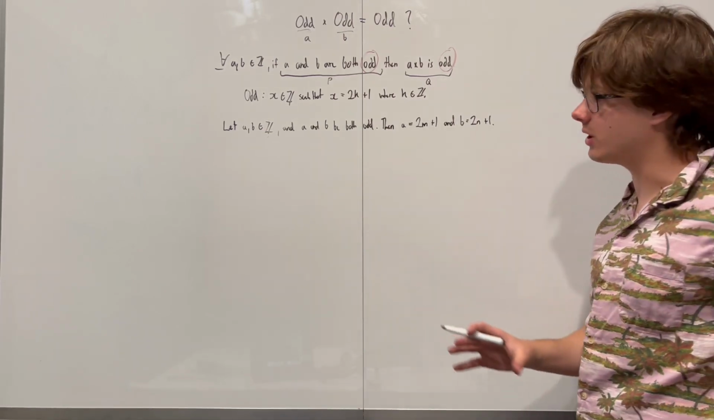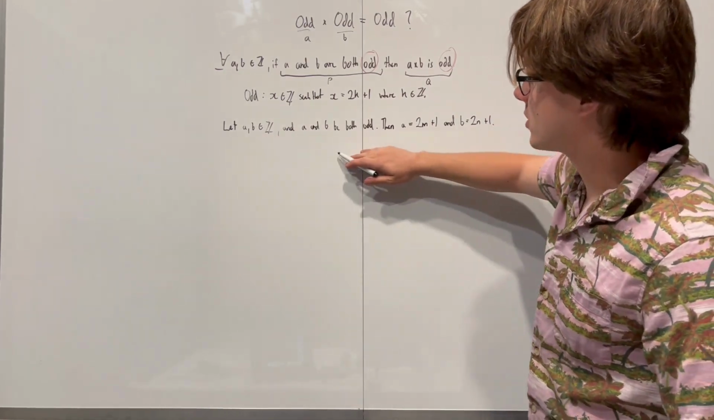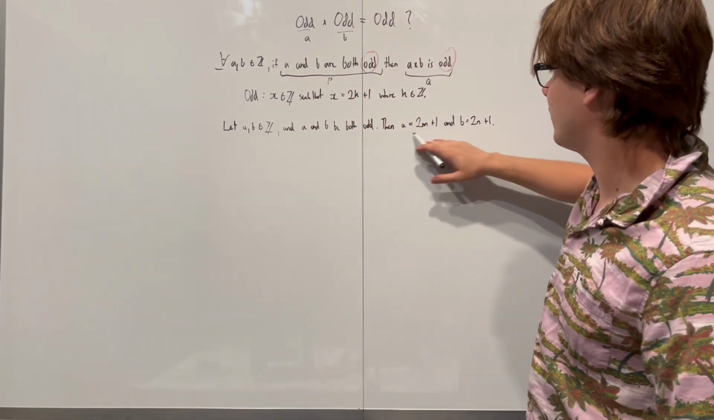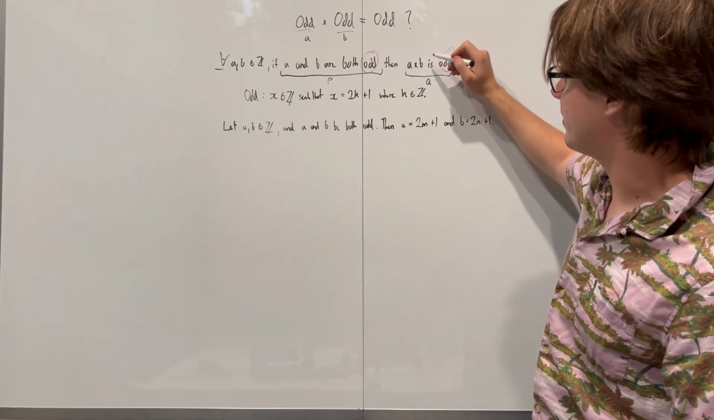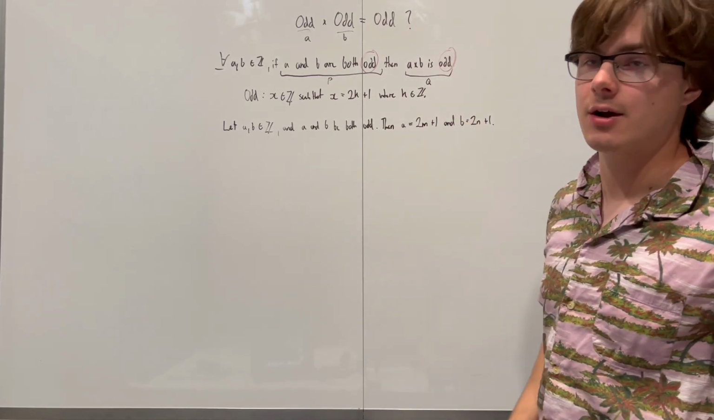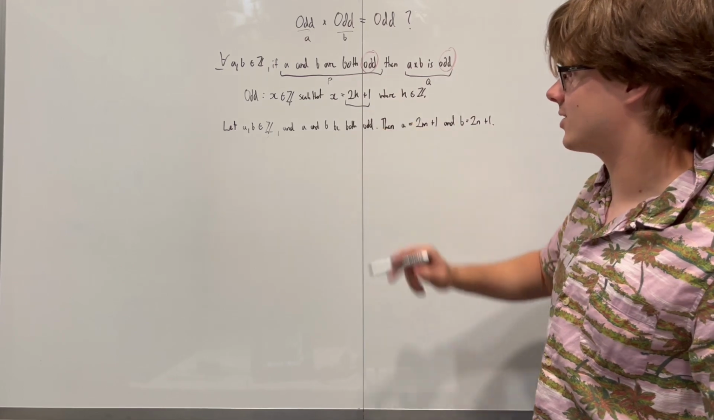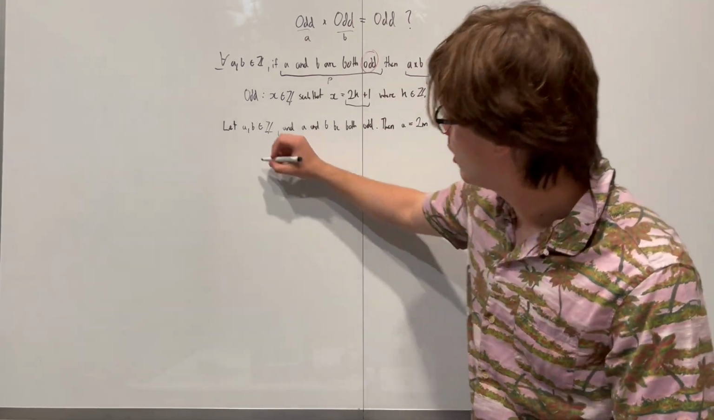Okay, anyways, moving on. We've supposed our P is true, and we've more rigorously defined what we mean by when they're both odd. Now let's show that when we multiply these two together, we're going to get an odd number, something in the form of x is equal to 2k plus 1. So let's begin.